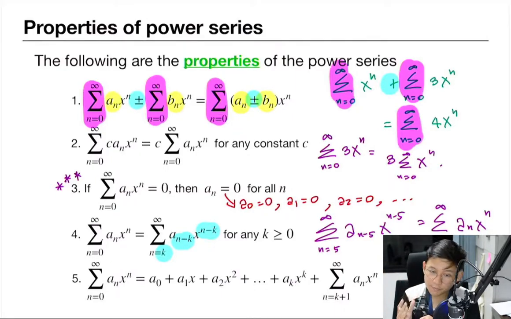The fifth property is that you can just split the summation. It shouldn't be a property, okay? But I put it here because we use it quite a lot.